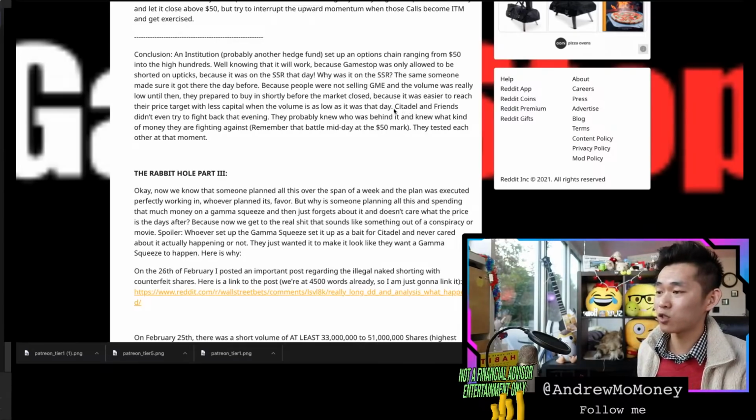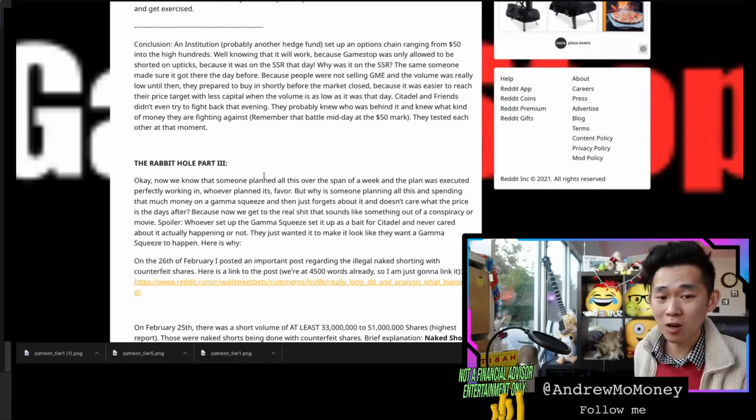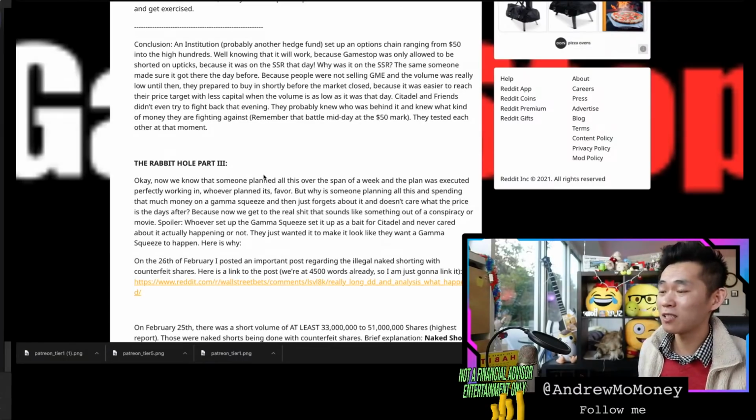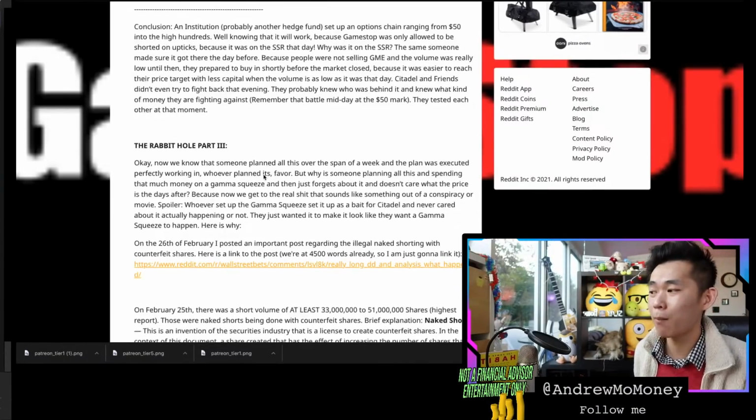Citadel and friends didn't even try to fight back. They probably know who was behind it and they knew what kind of money they were fighting against. They test each other at that moment. So there is beef between the Citadel and friends that have been shorting the stock and some unknown institution that is playing the big game, the marionette game, the puppet master game.